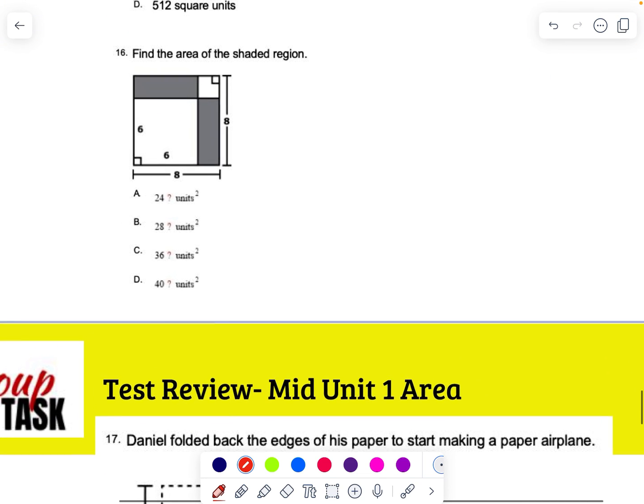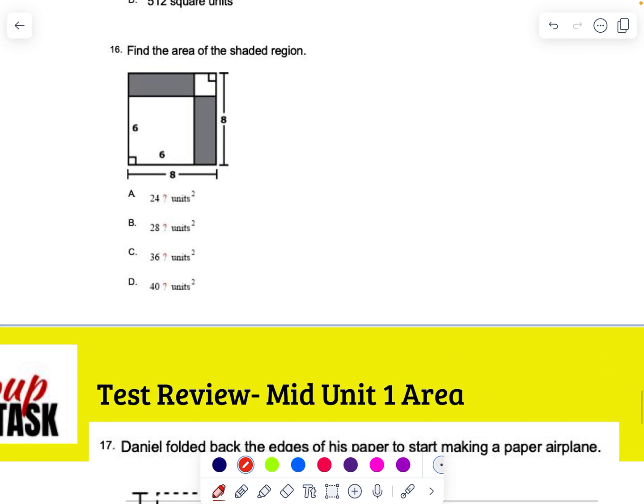All right, we're going on to 16. I know I'm moving fast, but I want to make this video as short as possible. All right, it says find the area of the shaded region. So I know I need to try to find the area of this guy right here, and I need to find the area of this guy right here, okay? And there's a couple of ways that you can do this. So I'm gonna choose to see if I can be a little math detective and figure out what the lengths are, okay? I'm gonna try to figure out what the length and width is of this.